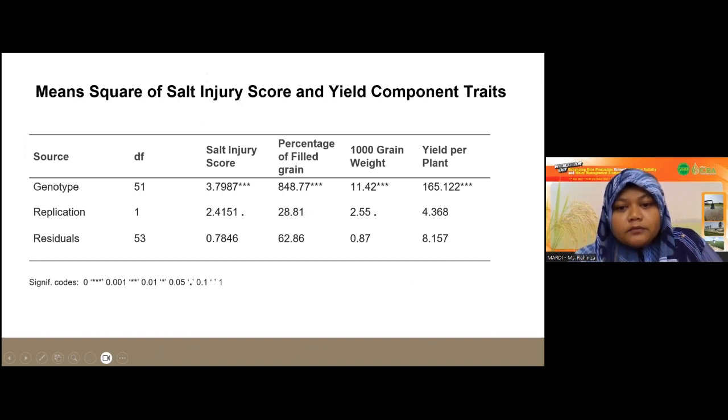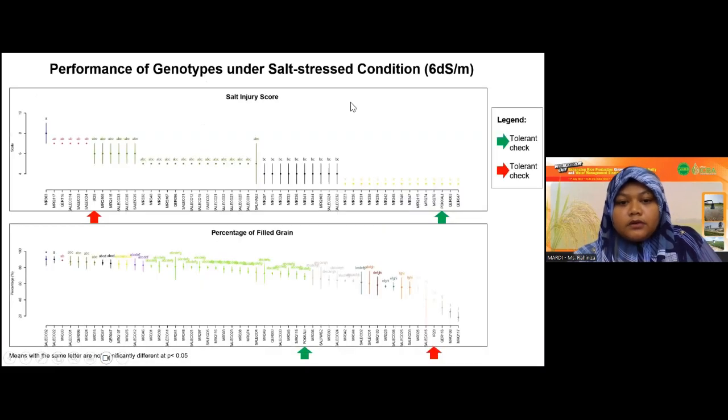So this is the mean square. So we found that salt injury score is significantly different among the genotypes, as well as the percentage of filled grain and 1,000 grain weight, as well as yield per plant. So we proceed with the LSD test. So we can see the salt injury score, IR29 is the susceptible check, have the highest score in salt injury. So as compared to the tolerant check, okay, for percentage of filled grain, we can see the Pokkali have higher compared to IR29. So the rest, we will use this data to select the best variety.